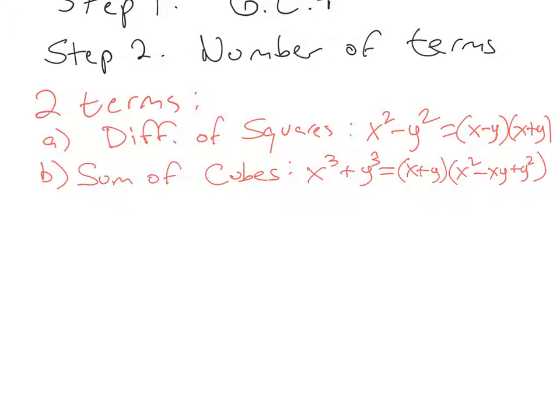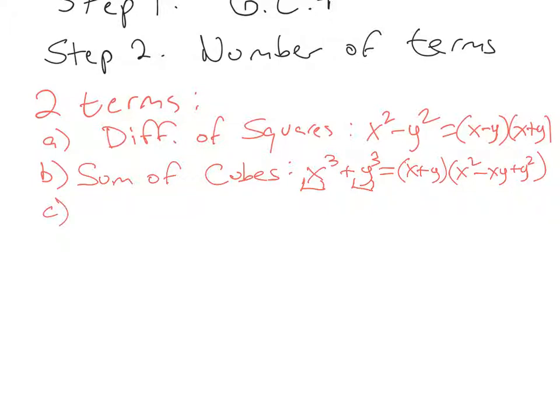And again, you use it when each one of these is a what? A perfect cube. So it has to come from that list that I gave you the other day. It has to come from that list. And there has to be a plus in the middle. That's why it's sum.